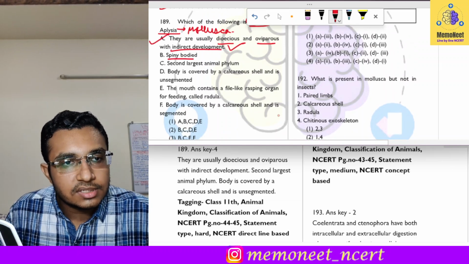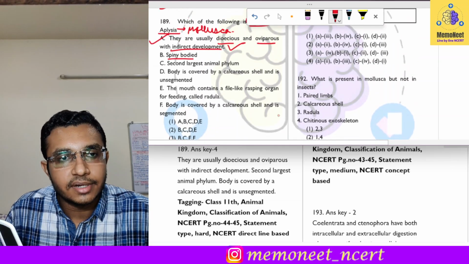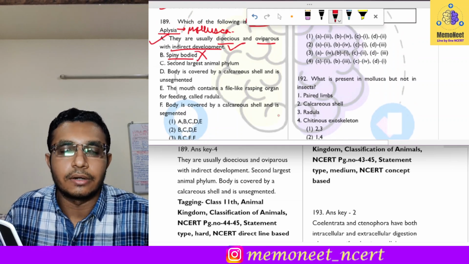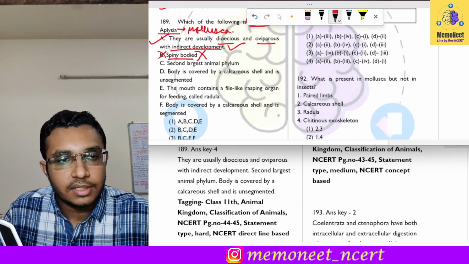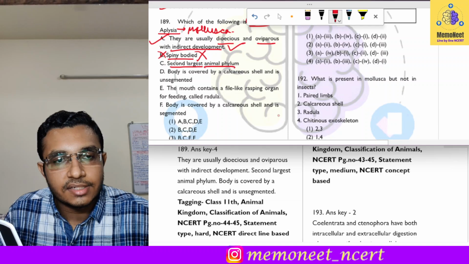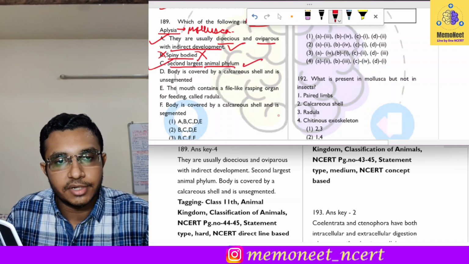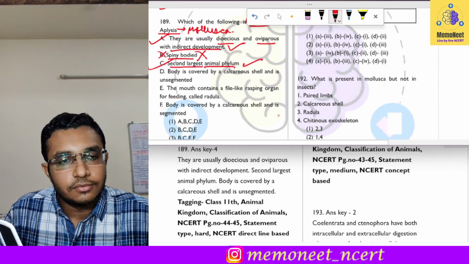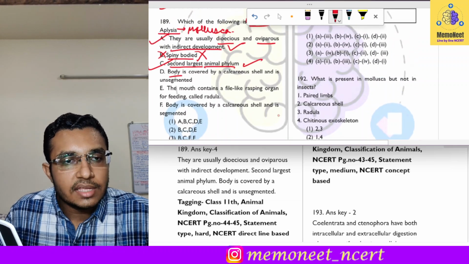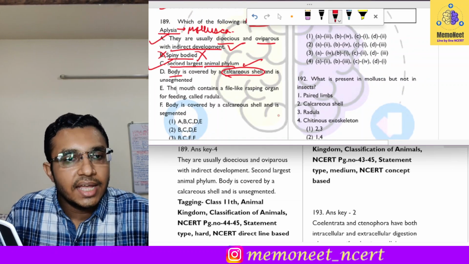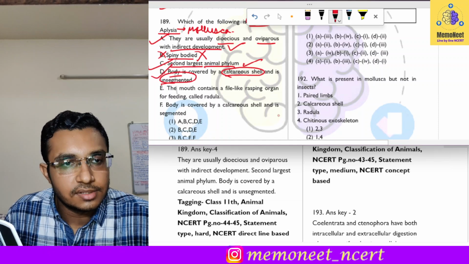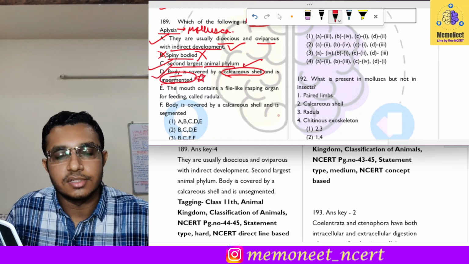Then mollusks are spiny bodied. Is this statement correct? No, this statement is incorrect. Mollusks are not spiny bodied. The third statement is it is the second largest animal phylum. So yes, this statement is absolutely correct. Then the fourth statement is body is covered by a calcareous shell and is unsegmented. So yes, this is also a feature of mollusk, so this is also correct.